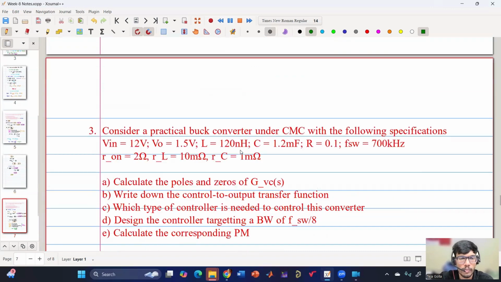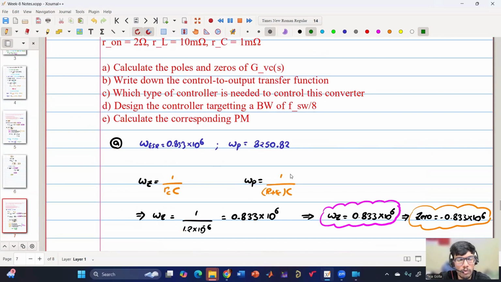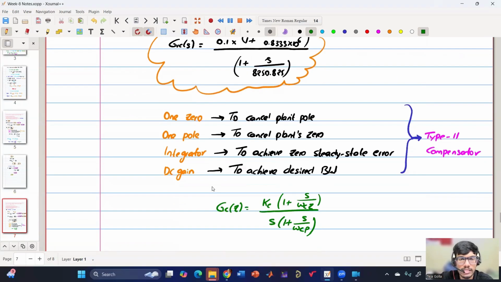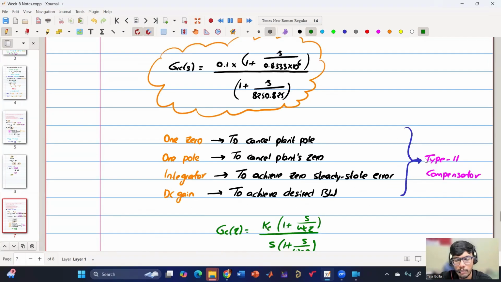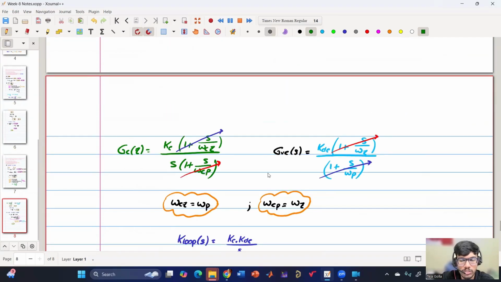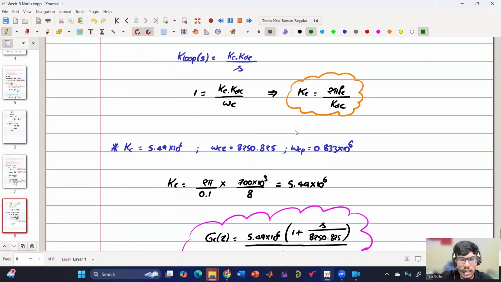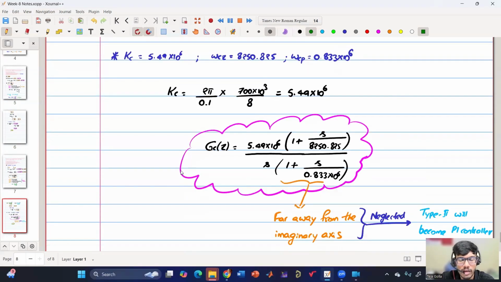Now, in order to make it more generic, we have considered a practical buck converter, and then we have calculated the poles and zeros to obtain the control to output transfer function. And then in this case, because of the additional ESR zero, we need an additional pole in the controller, which will make us go for a type 2 compensator. Now doing stable pole zero cancellation and then targeting a bandwidth of fc, we got the generic terms for all the three gains. In the question, it is given 1/10 of the switching frequency. So considering that bandwidth, we have obtained the controller transfer function.